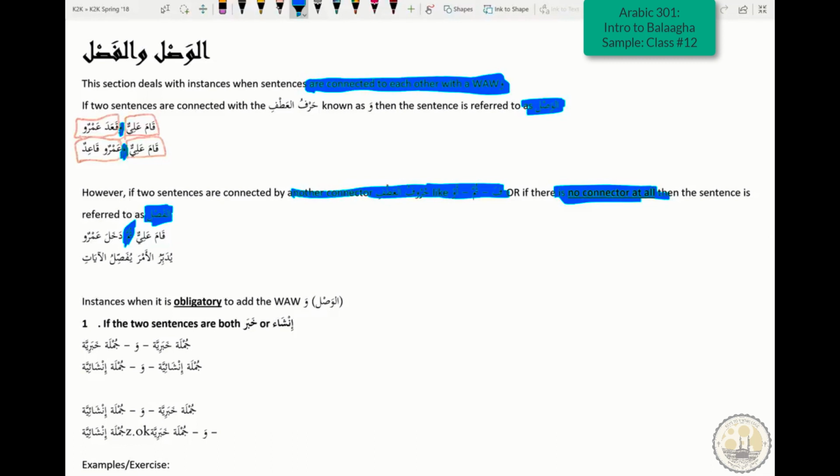Likewise, يُدَبِّرُ الْأَمْرَ يُفَصِّلُ الْآيَاتِ. This is an ayah from the beginning of Surah Al-Ra'd.